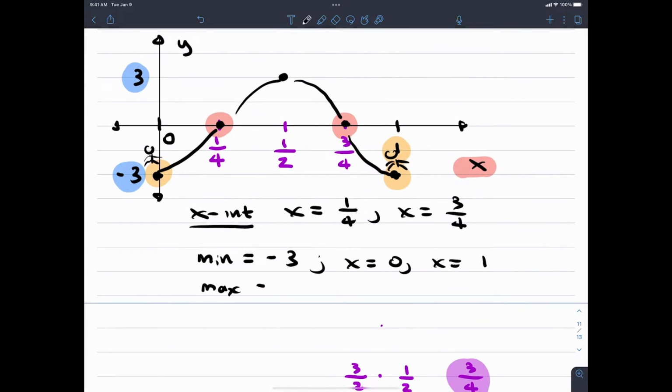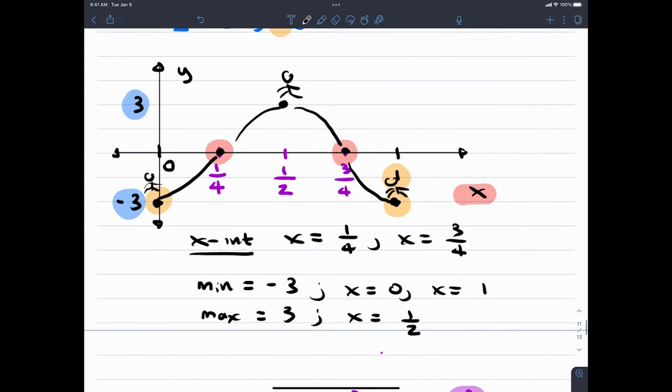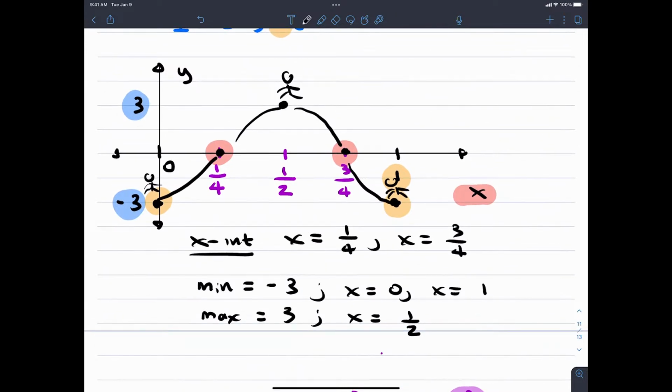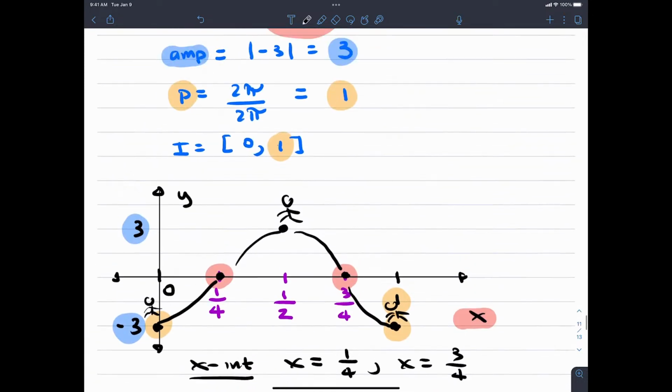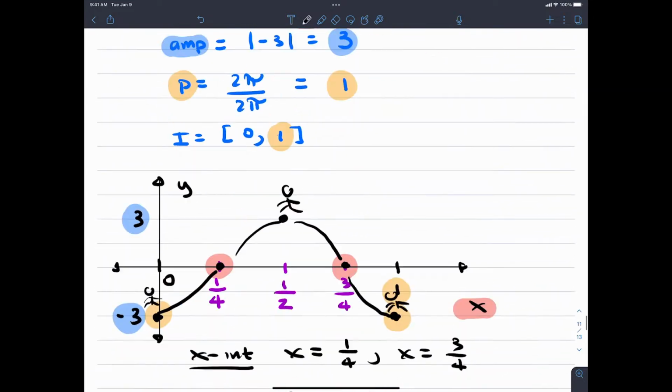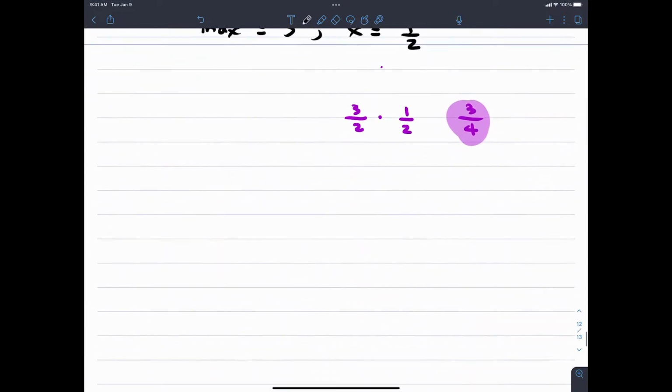Don't you have a max? Yes, you're standing up here. What's the maximum altitude? 3. When does that happen? And there's only one hill. So it's like on top of a hill in a valley there, right? So ladies and gentlemen, this is the picture you care about. This is the picture they want you to draw. Okay? What do you guys think? Easy peasy lemon squeezy?